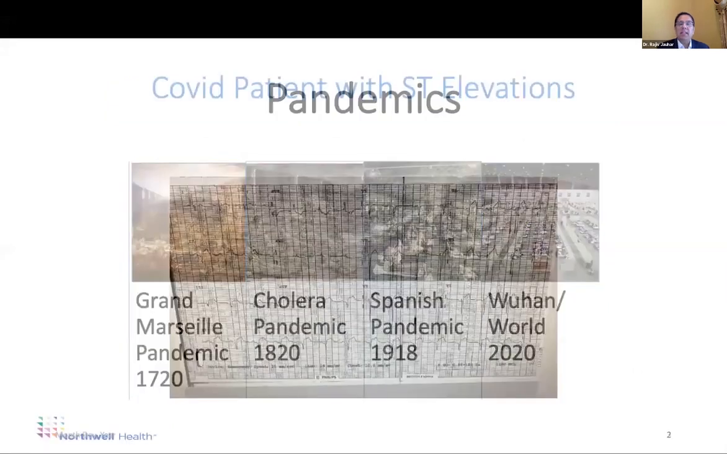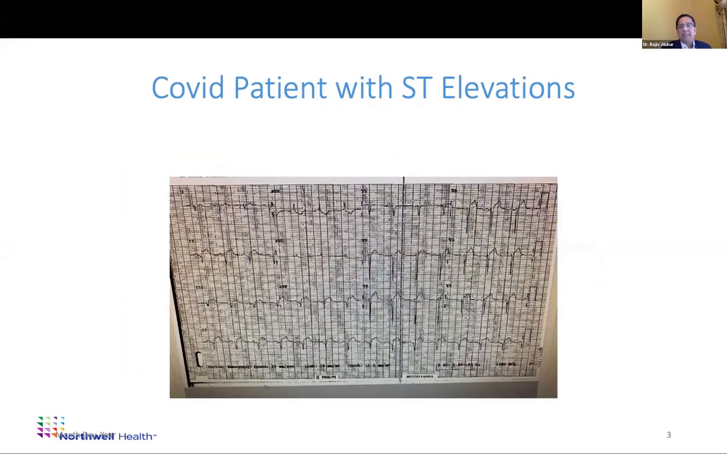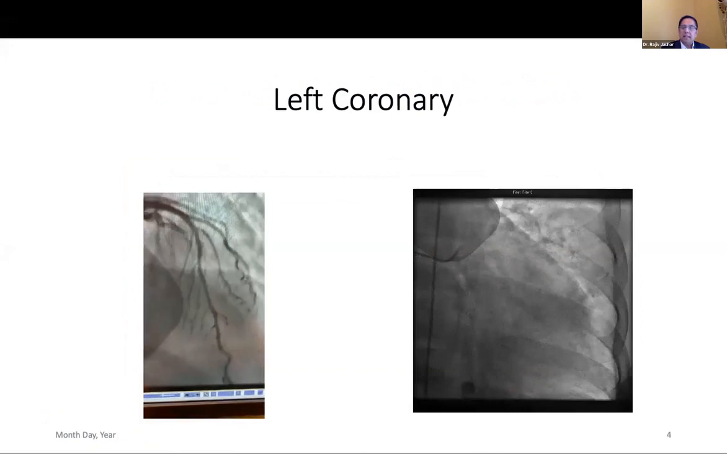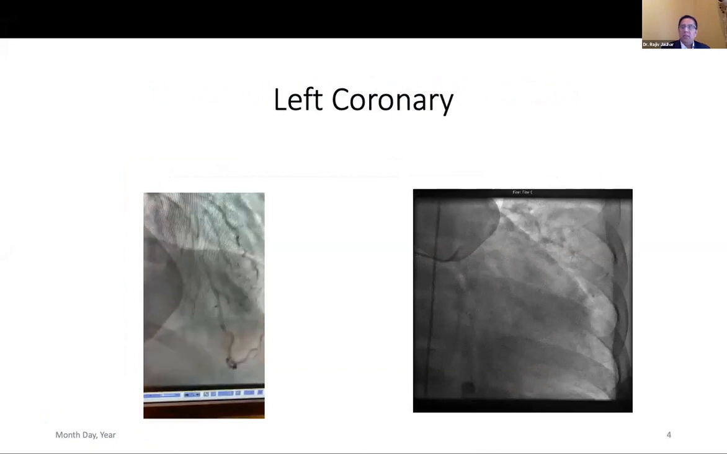From a cardiac perspective, we have seen that the abnormal is now the normal. We've seen patients who present with classic ST elevation. This is a 51-year-old gentleman who presented with ST elevations early in the COVID era, and we took him straight to the cath lab. He was intubated, and he had normal coronaries.